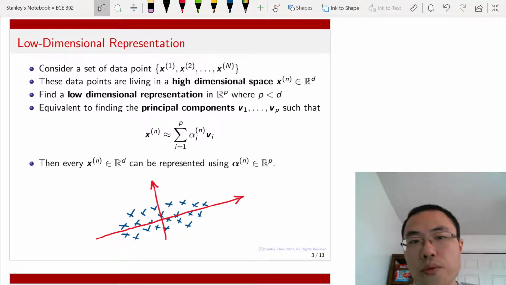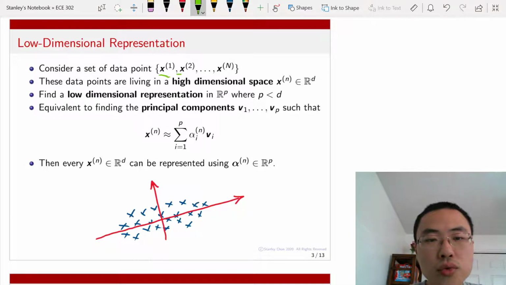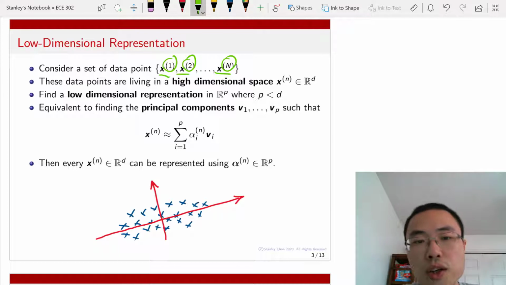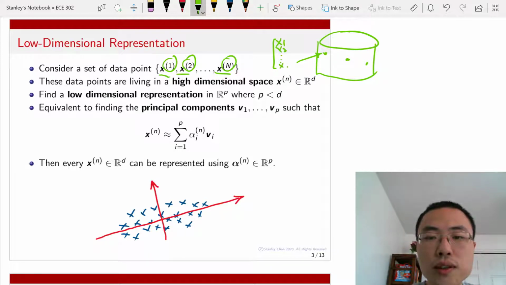Okay, so to start with, let me describe this problem setting. Imagine that you have a set of data points, x^1, x^2, up to x^N. I put these indexes at the top as a superscript to denote that they are the data points. So you have the first data point, second data point, the third data point, and so on. Each data point can be a vector which contains x_1, x_2, and so on, x_d.